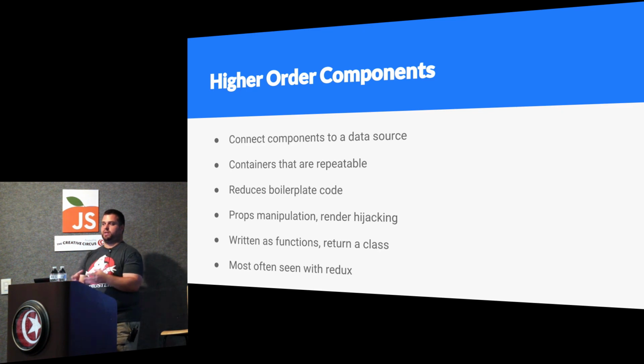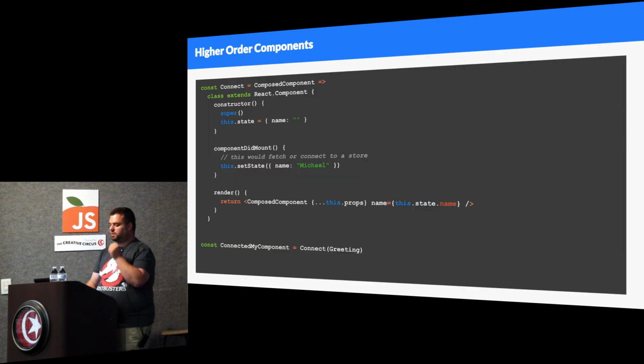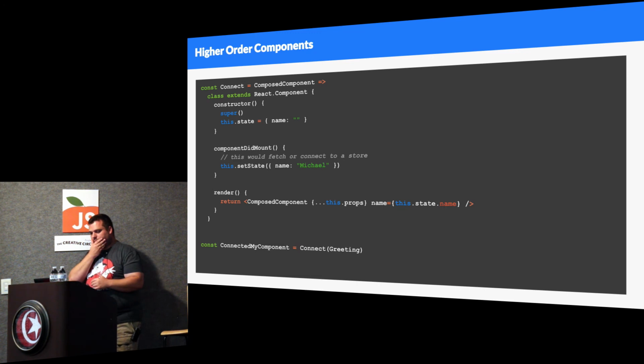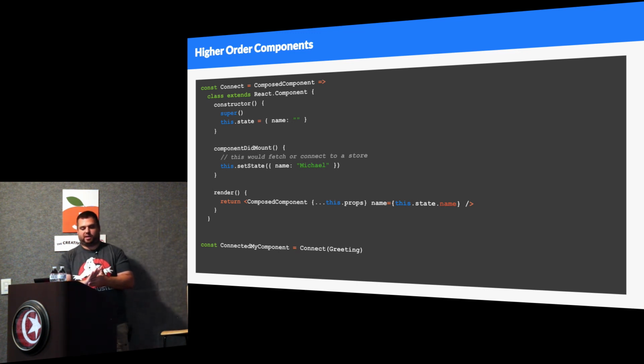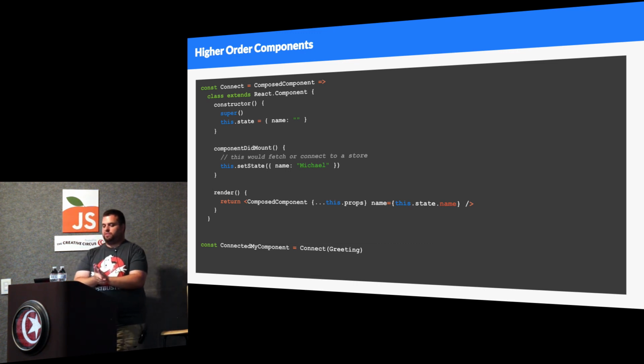And you'll see this a lot with Redux. So Redux has a function called connect, and essentially you'll connect it to the data store. It does reduce some boilerplate code, and that's the main part of the to-do app refactor. I'll show you where I've gotten with that in a second as well. But it looks sort of like this. So it's a function. In this particular instance, it's connect, and it takes composed component as a parameter, and it returns a class that extends React.Component.